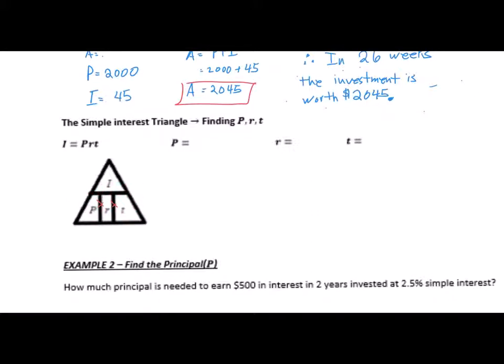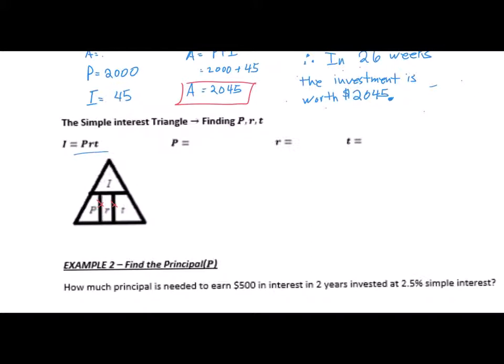So let's say I want to find I. What I would do is I literally just take the I, cover it up, and that would mean that we would have P times R times T. So that is what we would get here, on our first equation, I is equal to PRT.